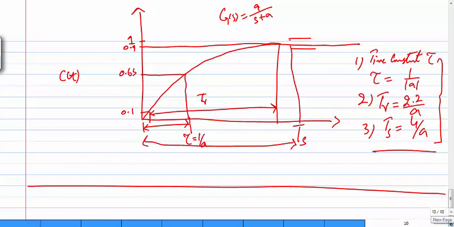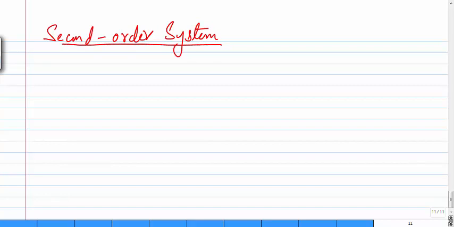Now we move to the next. I told you that normally we divide response into basically two basic parts. First is known as first order and second is known as second order response. So today we discuss second order system. So how do we define a second order system? Of course, second order system has at least two poles.